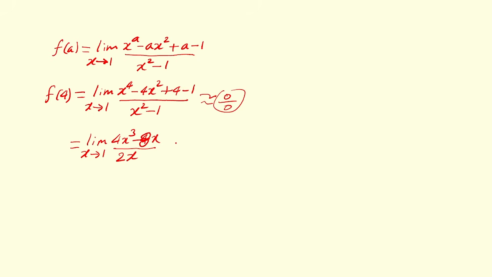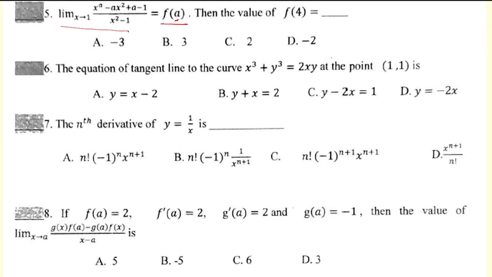Now apply the quotient rule here. That is 4 minus 8 over 2. We have minus 4 over 2, that's minus 2. So the answer is D.